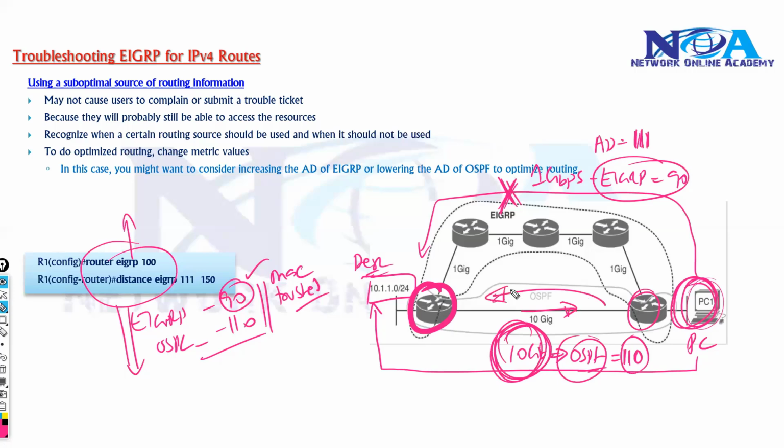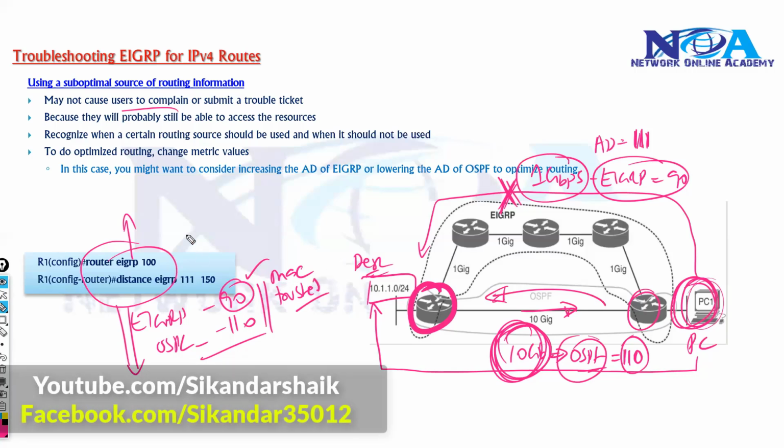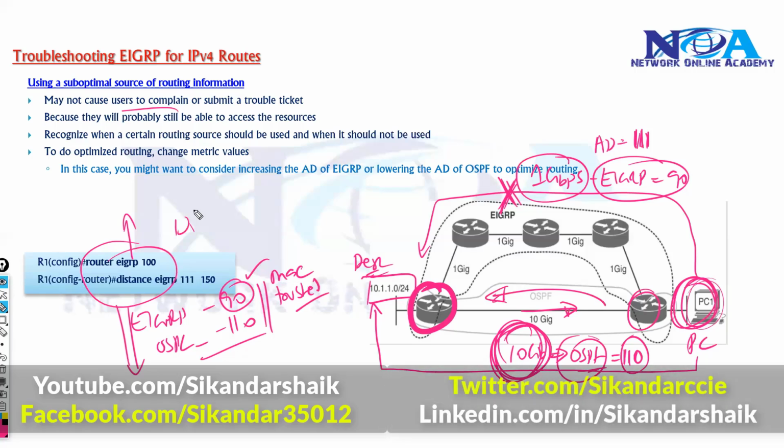Most of these kinds of things we call suboptimal routing, because most of the time if the traffic is being forwarded over a low speed link, the users will not complain because they are still able to send the traffic, but you are not using the best route with the best bandwidth. So in that kind of scenario, you may want to tweak or change the administrative distance or the cost values. Probably we will do that so that we can use the best route as per our conditions.